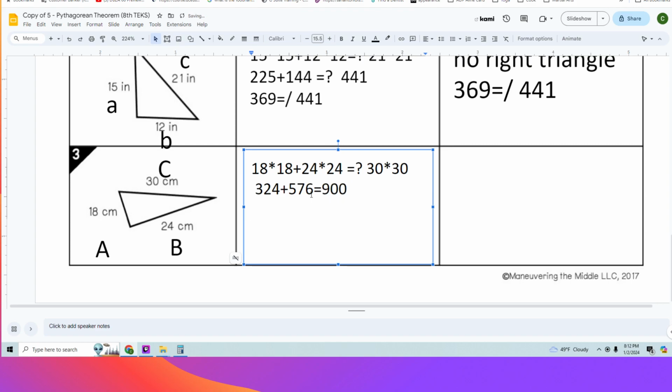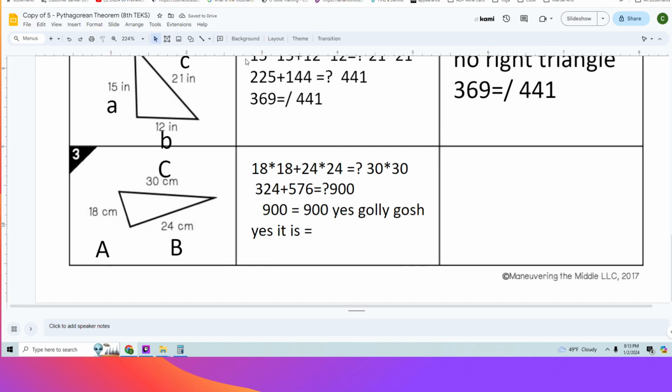Well, just add the two together. So 4 and 6 is 0. Carry the 1. 3 and 7 is 0. Carry the 1. 3 and 5 is 8. Plus 1 is 9. So 900 does indeed equal 900. So it's no longer a question. We know that 900 is 900. So we say yes. Golly gosh, yes. It is equal. And then we could say, okay, yes, this thing is a right triangle.